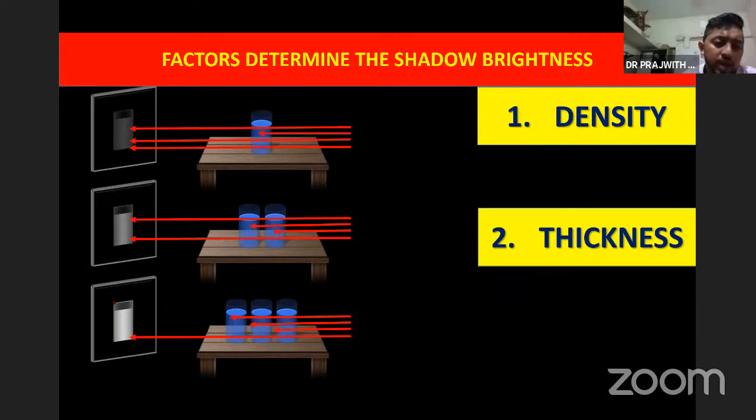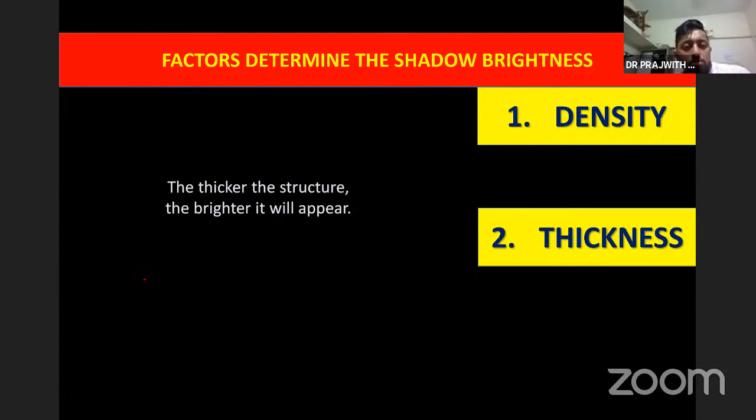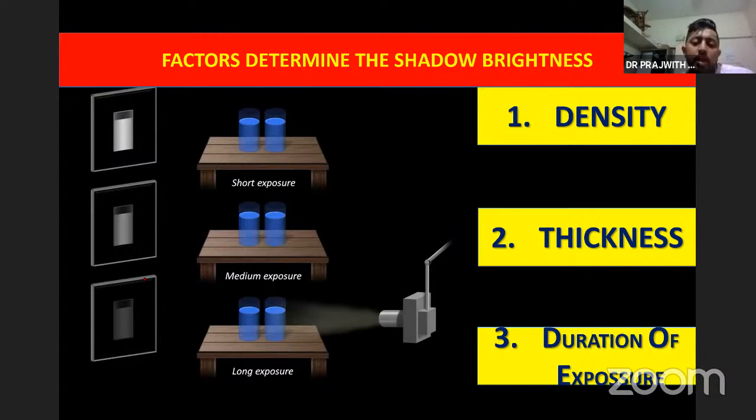Similarly, if I take the third example with 3 bottles, now what will happen? Each one might stop 1 or 2. So if this is allowing 9, this might allow 8, this might allow only 7. So see, as I increase the thickness, the number of X-rays hitting the film reduces. And we know that the number of X-rays hitting the film is directly proportional to the blackening of the film. Now, thicker the structure, brighter it will appear. That's what we tell. The third thing that I tell is the duration of exposure.